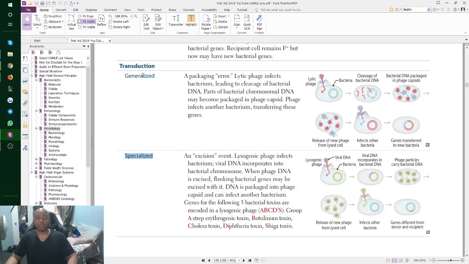So generalized transduction is basically, they describe it as a packaging error. So some lytic phage infects a bacterium. Right, so that's your lytic phage right there. This is your bacteria. And you can see the virus is sending all of its genetic material into the bacteria. Parts of the bacterial chromosome DNA may become packaged into the phage capsid, right? So you can see that that DNA that went into the cell was then broken apart, right? And then you go ahead and make new viruses inside, right?